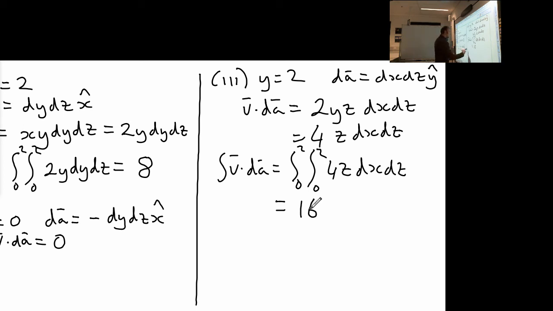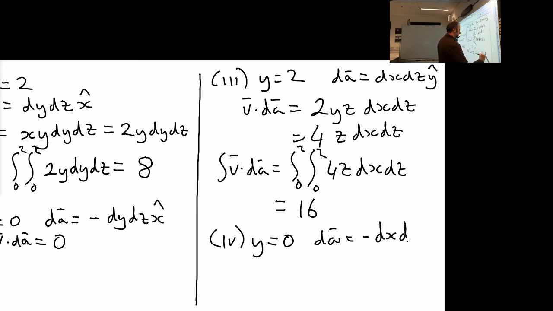And on the other side, we have y equal to 0. dA is going to be equal to minus dx dz y hat. When we work out v dot dA, we get the same expression as before, so with y equal to 0, v dot dA is equal to 0.